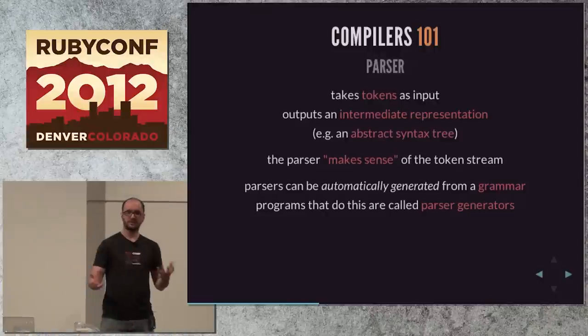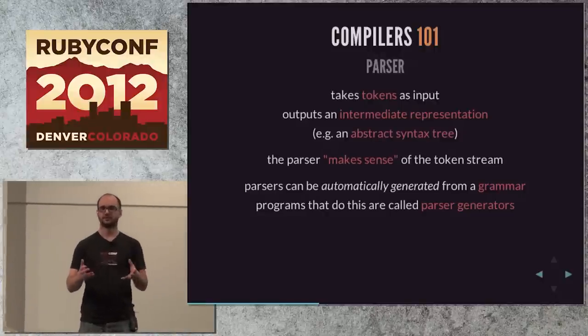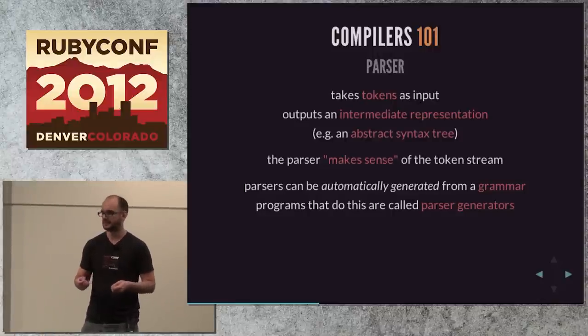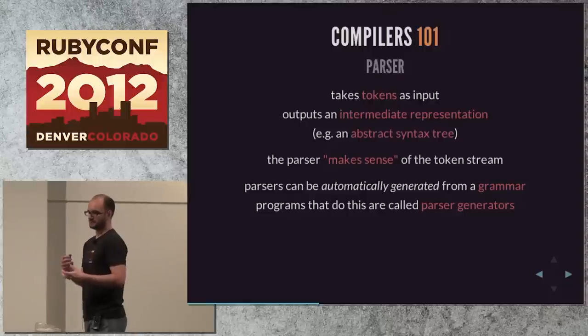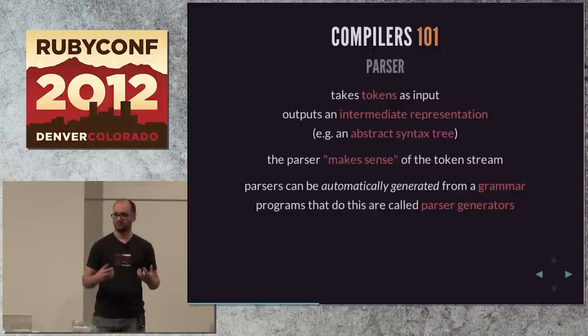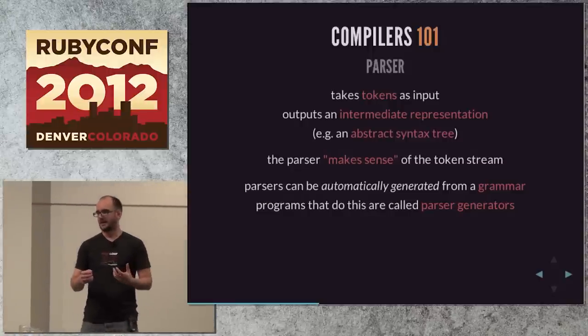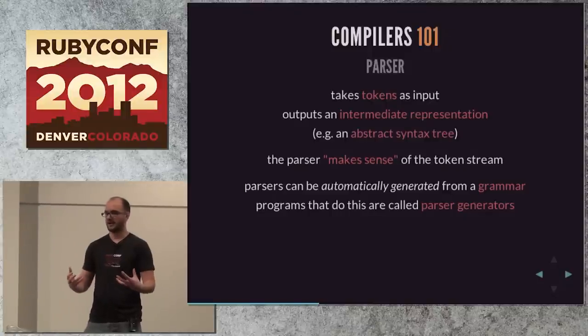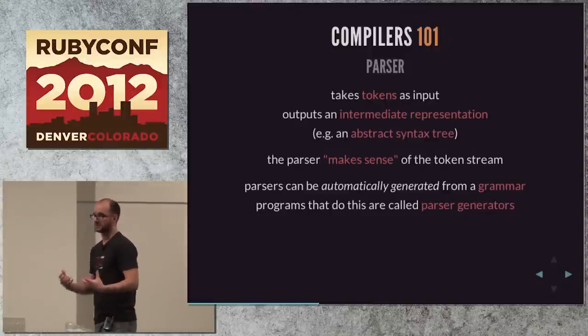Now, you can manually write parsers. It's actually pretty trivial to write a top-down recursive descent parser by hand. But generally, what you tend to see out in the wild is people will use things called parser generators to take a grammar and automatically generate a parser for the language described in the grammar.